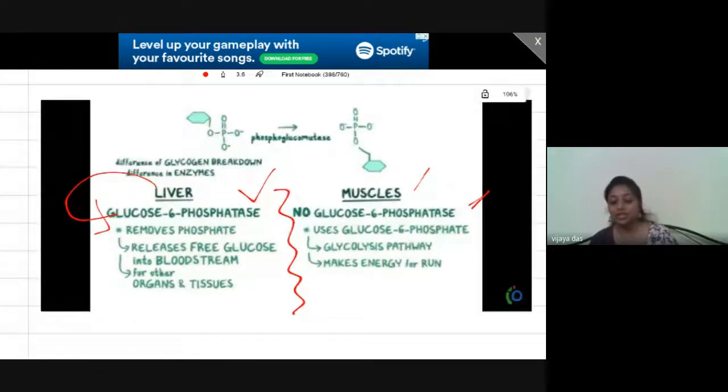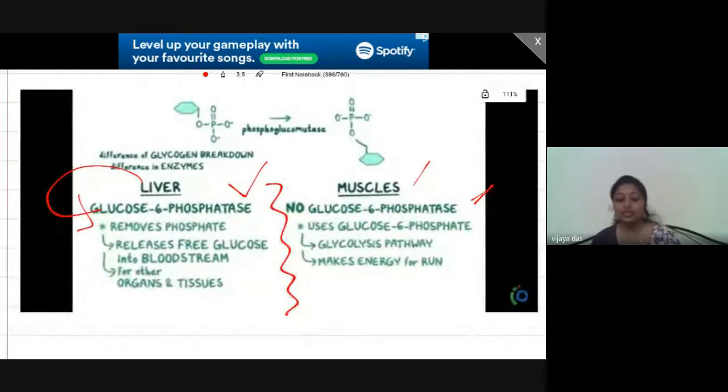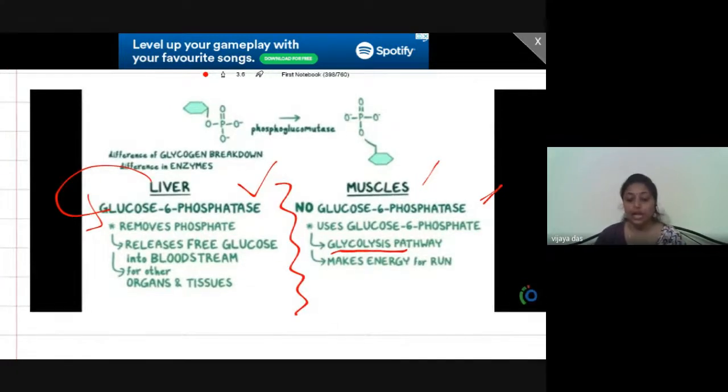Absolutely. So they cannot give rise to free glucose, which means that they have to undergo the process of glycolysis, and they make lactic acid and then give it to the liver for glucose formation. And what can this liver do? Liver has this enzyme called glucose 6 phosphatase, which it can directly use to release the free glucose into the bloodstream and send it to the other tissues.